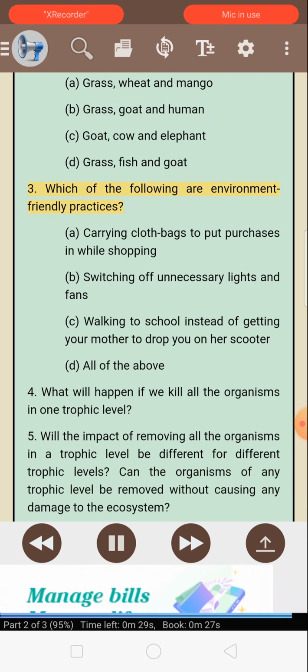3. Which of the following are environment-friendly practices? A. Carrying cloth bags to put purchases in while shopping. B. Switching off unnecessary lights and fans. C. Walking to school instead of getting your mother to drop you on her scooter. D. All of the above.